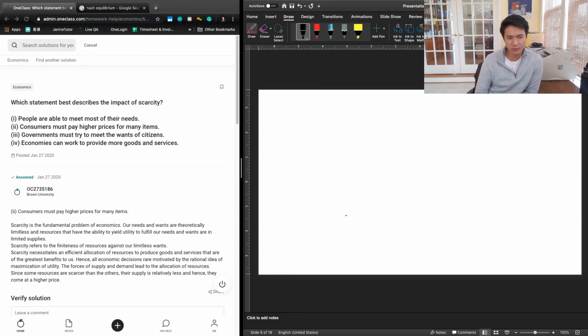Okay. Next question says, which statement best describes the impact of scarcity? 1, people are able to meet most of their needs. 2, consumers must pay higher prices for many items. 3, governments must try to meet the wants of citizens. And 4, economies can work to provide more goods and services.